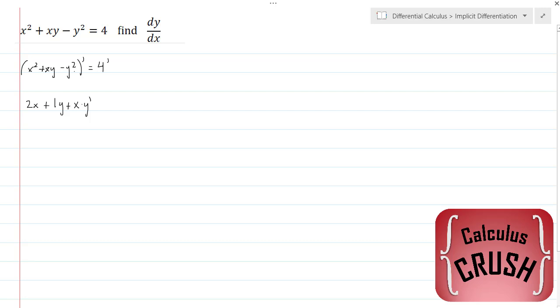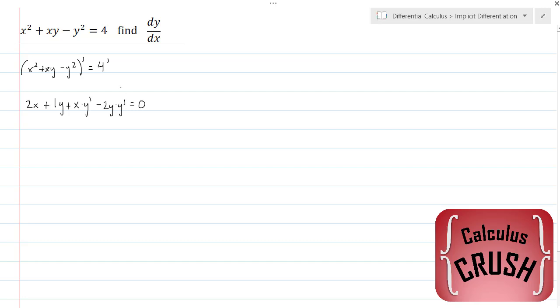And now we've got minus y squared, and we need to take the derivative of that. So that's once again the power rule. The 2 comes down in front, times y to the power of 1. But since we're taking the derivative with respect to x, we need to multiply that by y prime. We have to use the chain rule. And that is equal to the derivative of 4. The derivative of a constant number is just 0. So now the derivative's done.